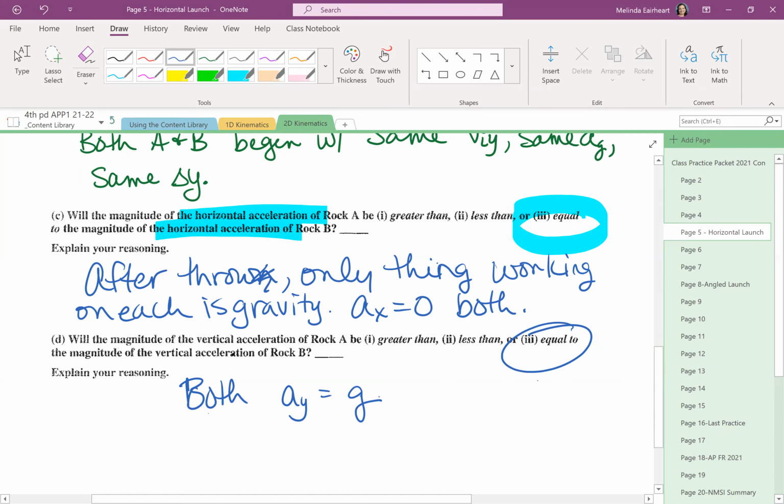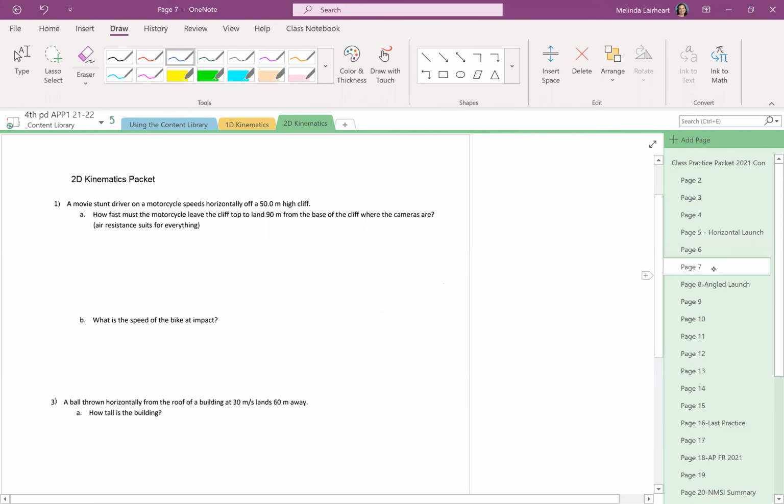Good deal? All right, so next class, we're going to keep going with some concepts and start doing some math and probably get into some angle launches. We're only going to spend like 3-4 classes, I think, on 2D kinematics. And our test is going to be September 29th.